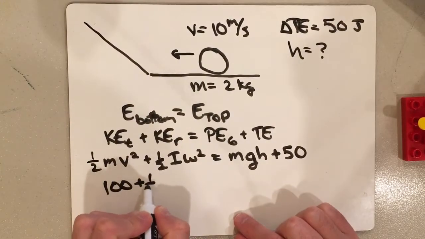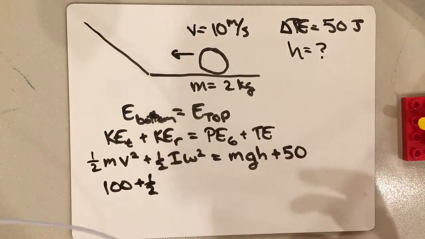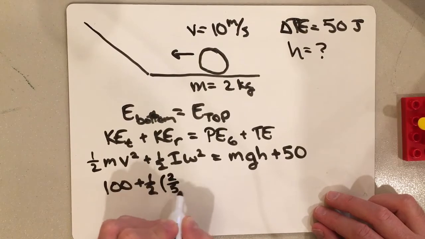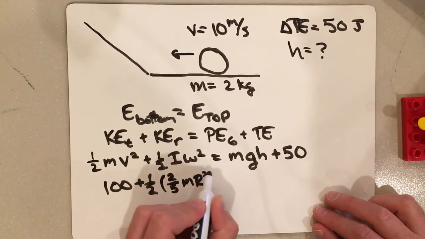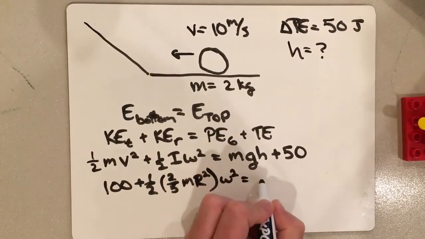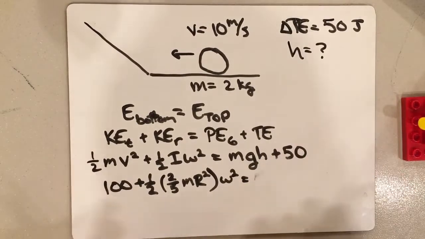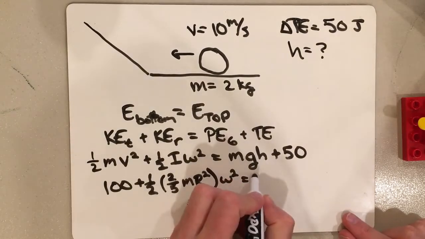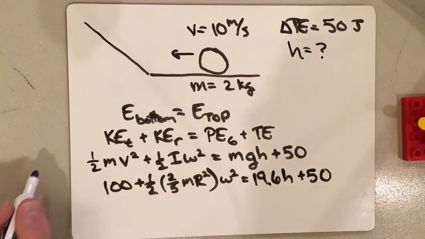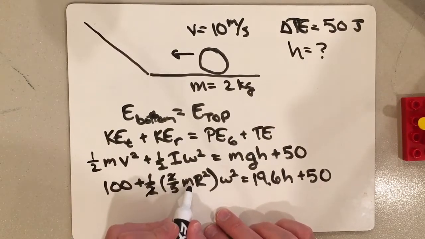Now for my moment of inertia, I said it was a ball, so that means I need the moment of inertia for a sphere. We'll say it's a solid ball, so a solid sphere. The moment of inertia for that is 2/5 m r squared. And then I've still got my omega squared. Oh, I know the mass, we might as well take care of this. The mass is 2, and 2 times 9.8 is 19.6. Now right here, you can see these 2's are going to cancel. I'm going to be left with 1/5 times my mass, which is 2.